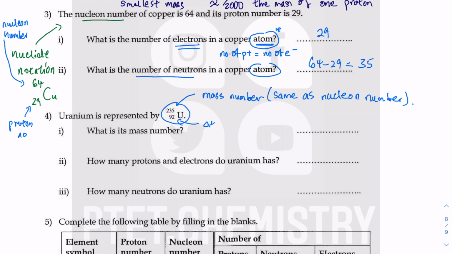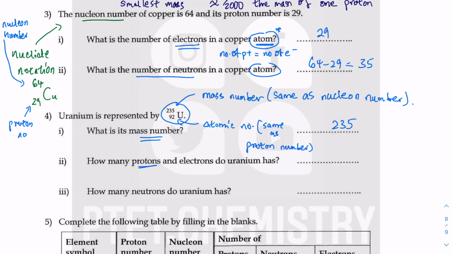At the bottom is the atomic number, and atomic number is the same as proton number, again as stated very clearly in the syllabus as something candidates should be able to appreciate. Mass number is the same as nucleon number, so it's just 235 there.